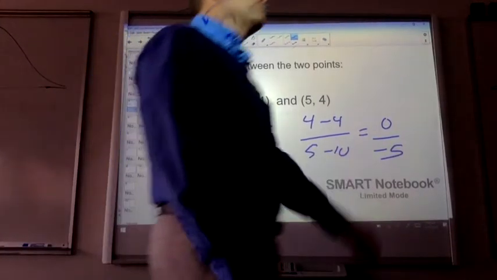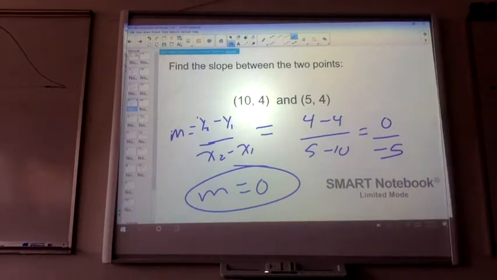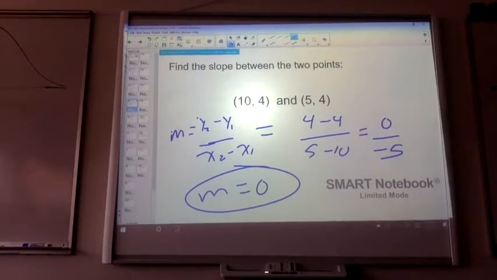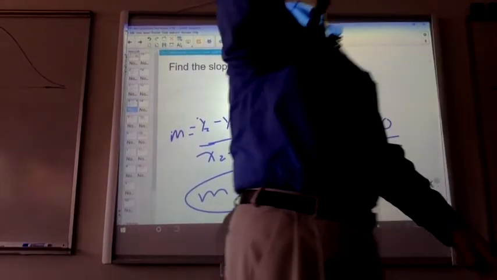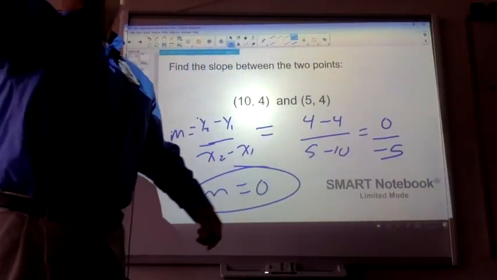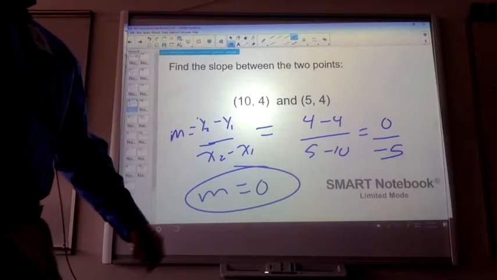What do you think? What kind of line is this? Don't say straight because they're all straight lines. Vertical? Undefined? Horizontal. Okay, hang on. Undefined slope is the one with the 0 on the bottom, right?